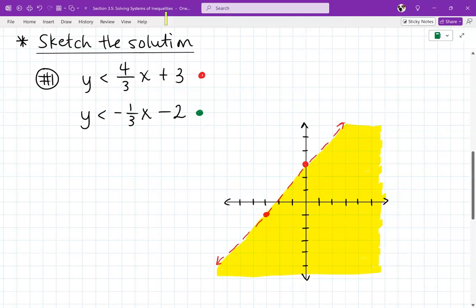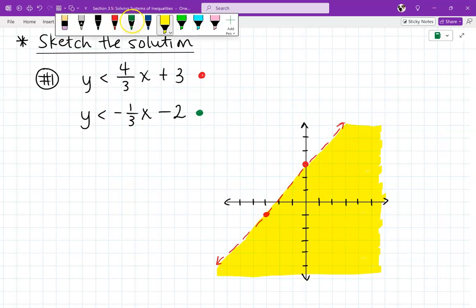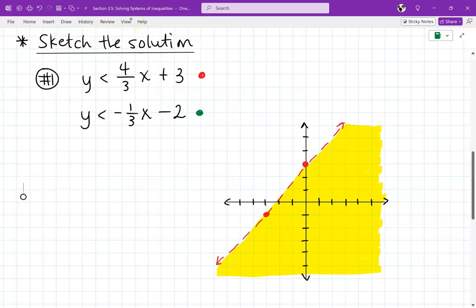So here's my first answer, but I got to do both. So now I'm going to do the green line. It says y is less than negative 1/3 x minus 2. So I'm going to change to green. I'm going to start at negative 2. Okay, so it's down there. And then it tells me to go down once and 3 to the right. That's my slope. Down once, 3 to the right.